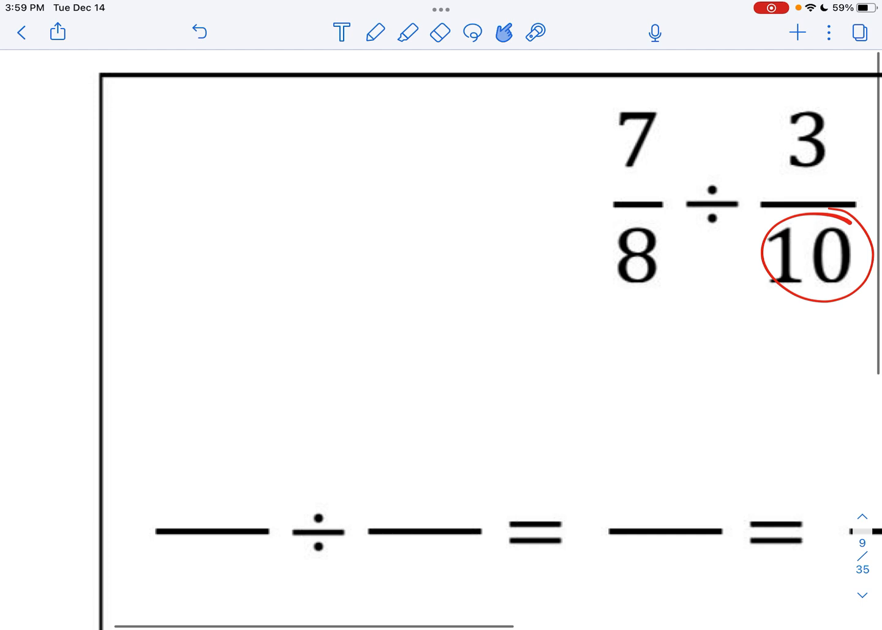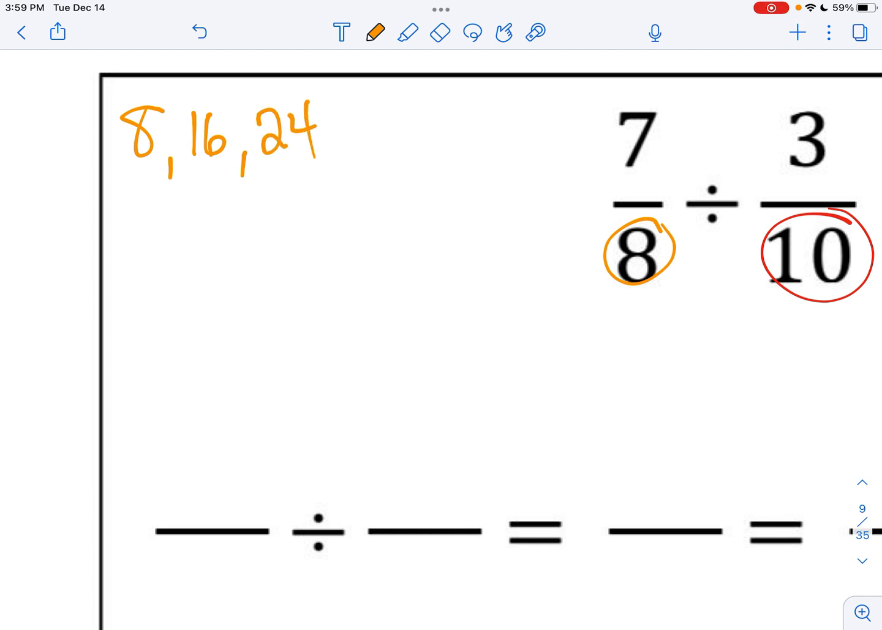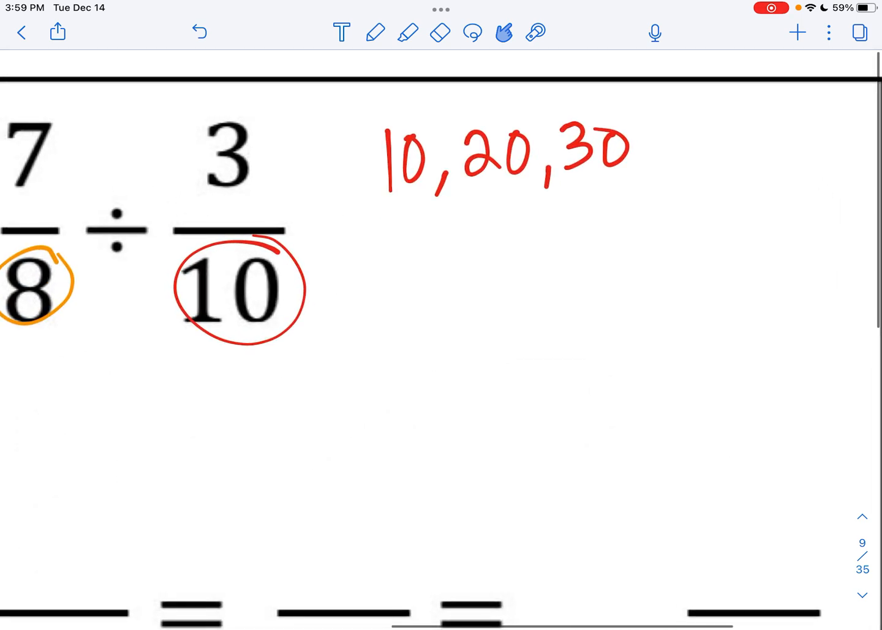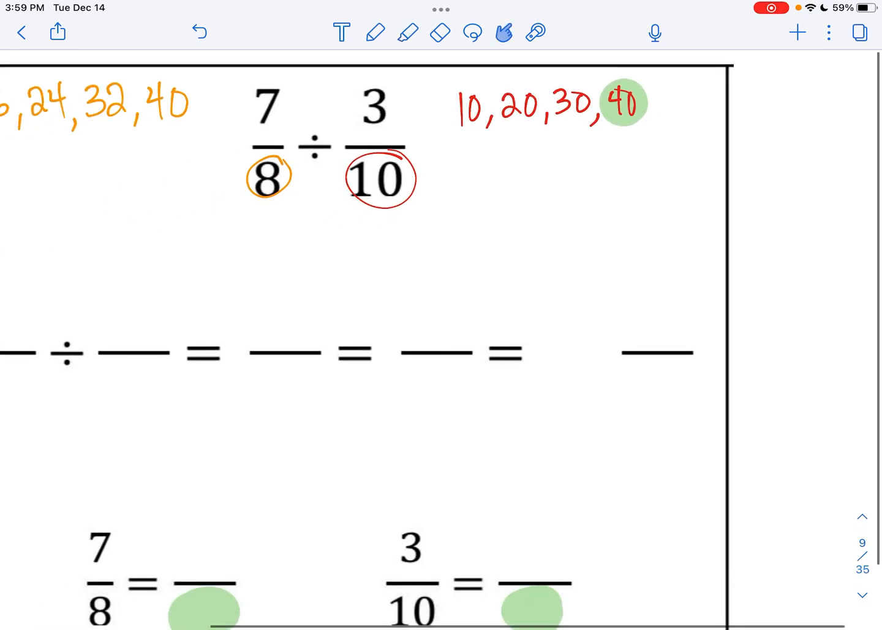Then I'm going to go over to the other denominator, and it's 8. So I'm going to count by 8. 8, 16, 24. Let's see, I had 30 on the other side, so I'm going to keep going. 32, and if I add 8 more, 40. Yes, because the next number when I count by tens over here is 40. So that 40 number that's the same in both lists, that's going to be my denominator.